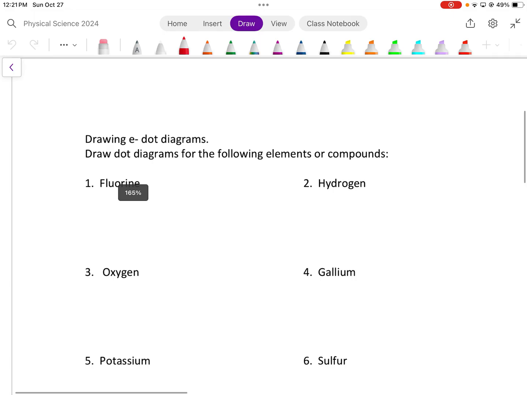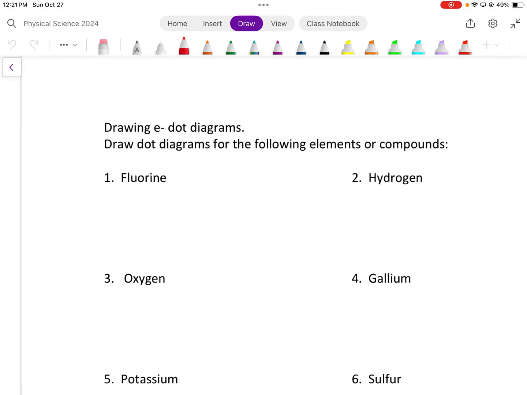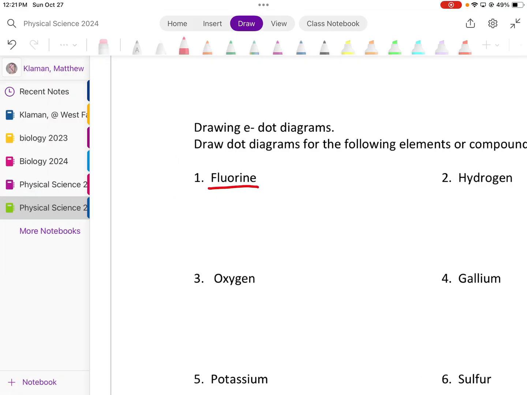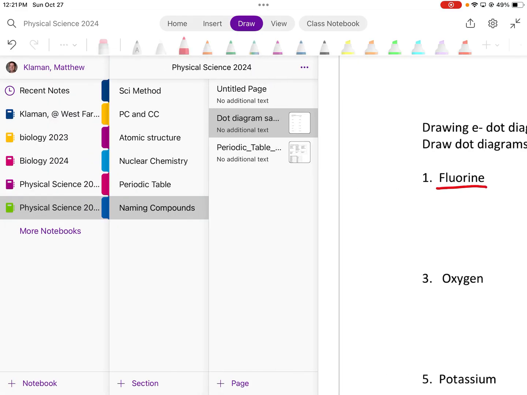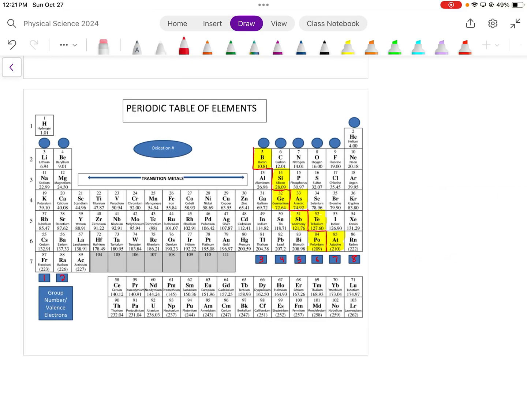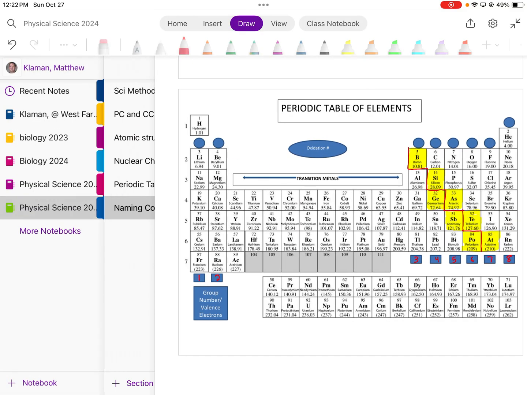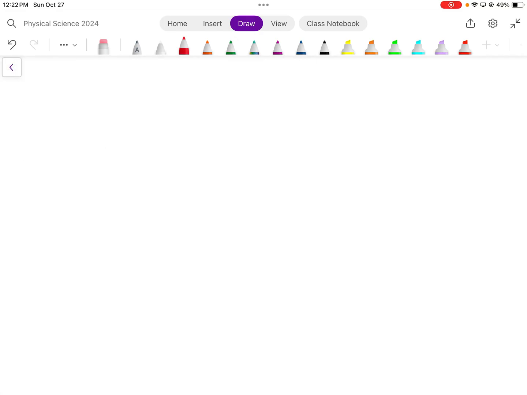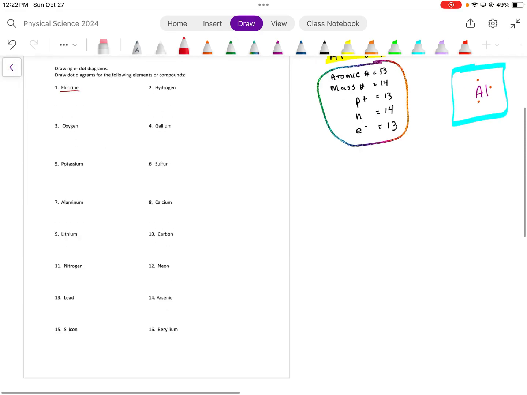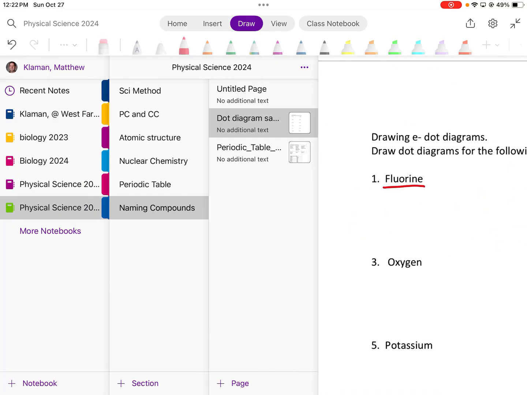So for starters, dot diagram, let's look at fluorine. That's our first one right here. So what I need to do is go over to my periodic table. If you haven't copied that over from our previous unit, please do so. And so I'm going to look, I already forgot what element I'm looking for, you guys. Fluorine, was it? Fluorine is what it was.